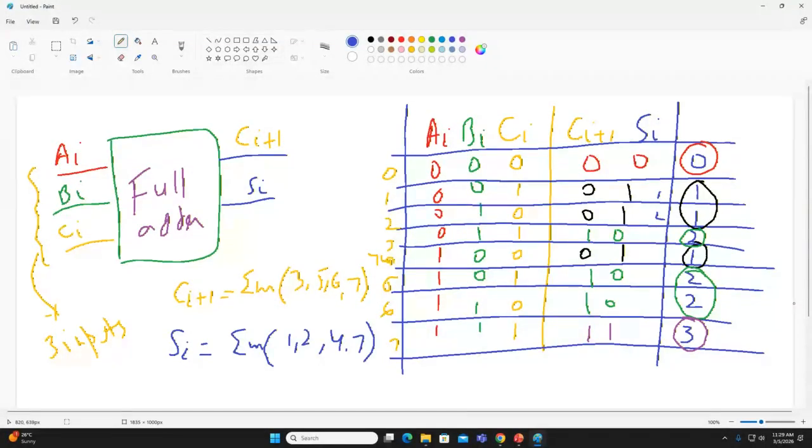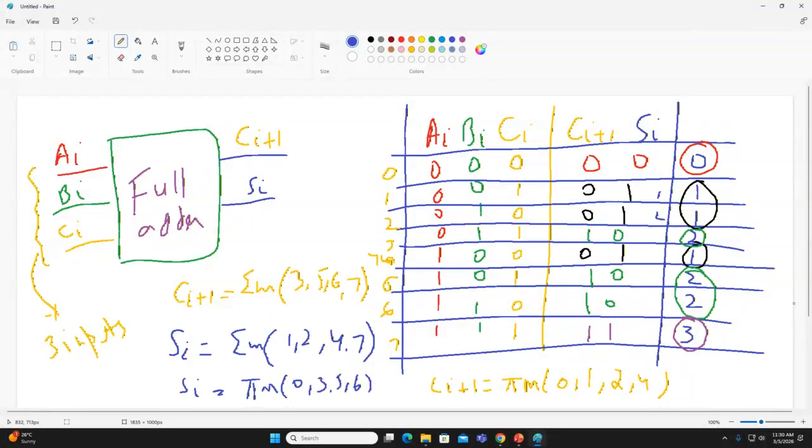Okay, what should be my next expression? If you convert this into the pi m form, what is my Ci plus 1 in pi m form? Help me. Pi m of 0, 1, 2, 4. And what is Si in pi m form? Help me. 0, 3, 5, 6.